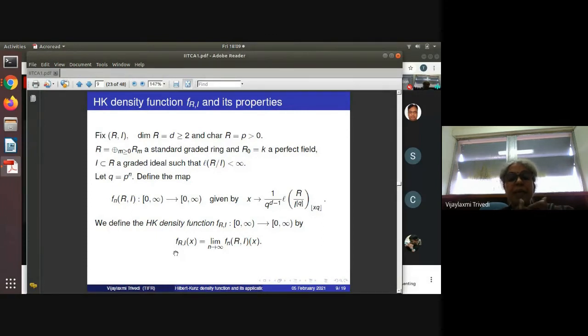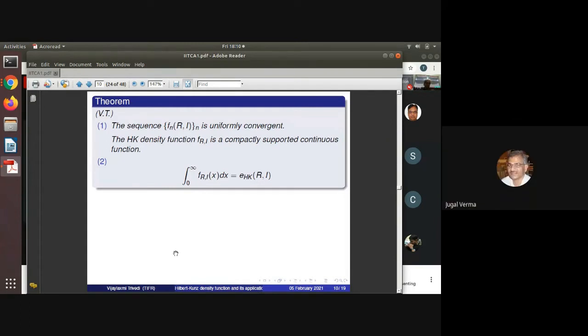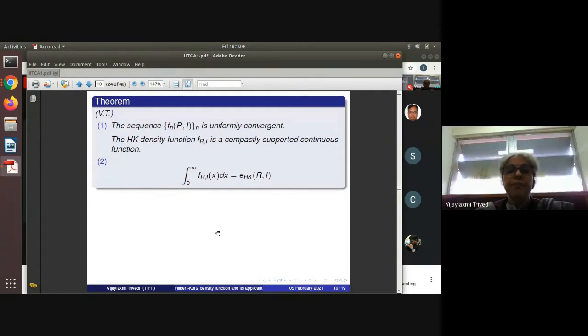And as I said, I can replace F_n by a continuous function, say G_n, so the limit of G_n will also be the same. So it's just telling me that this density function is a compactly supported continuous function on the real line, and it always takes non-negative values, of course. So are there any questions for this one? No, I don't see any questions. Okay.